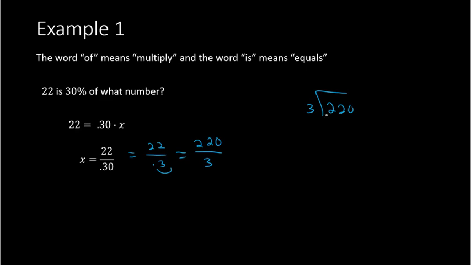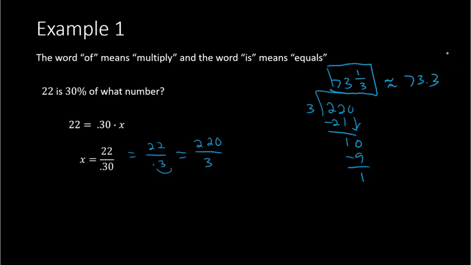So doing this by hand, 3 goes into 22 7 times. 7 times 3 is 21. Subtract, we get 1. Bring down the 0 and repeat. 3 goes into 10 3 times. 3 times 3 is 9. Subtract, and we get 1. We could write this as a fraction: we have 1 over 3. So we have 73 and 1/3. And as a decimal, keep in mind 1/3 is 0.3 repeating. So if you round that, you're going to get approximately 73.3. So either way you want to write that, that would be your solution.